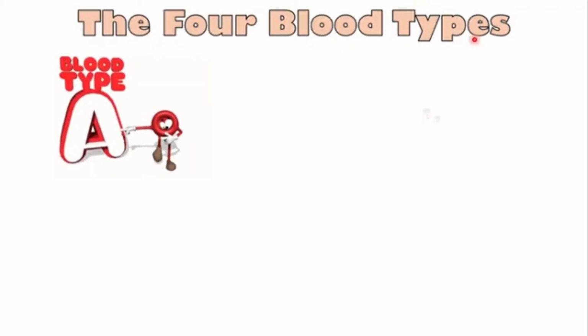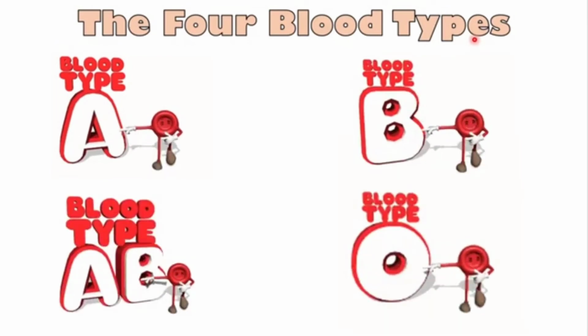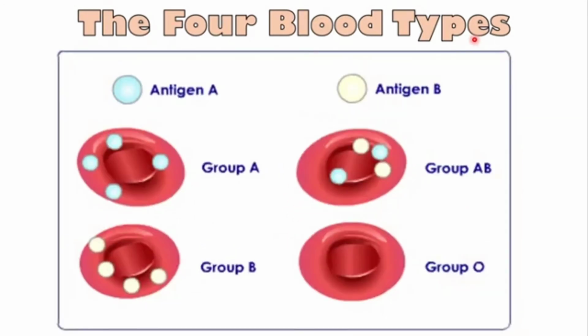Okay, so we have 4 blood types. We have blood type A, blood type B, blood type AB, and blood type O. So which blood type do you have? These are the 4 blood types. Blood type A has antigen A, blood type B has antigen B, blood type AB has antigen A and B, and blood type O has no antigen or neither antigen A nor antigen B.